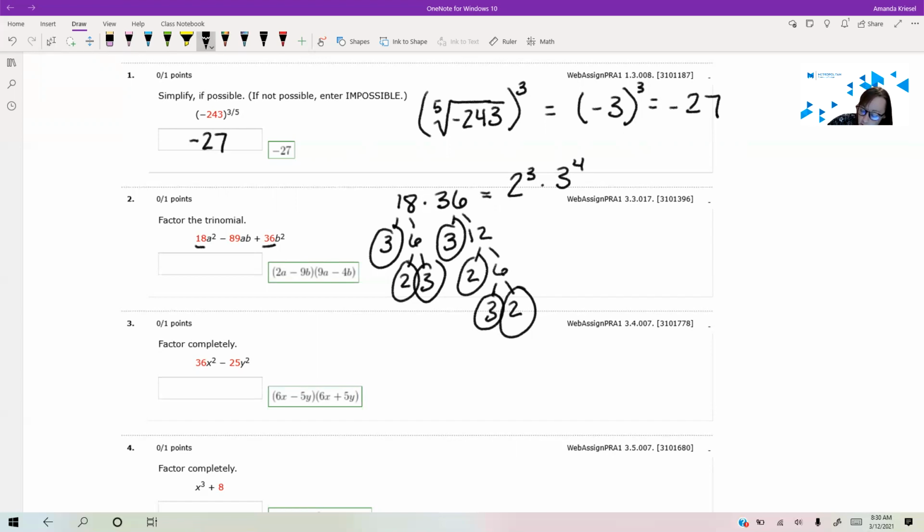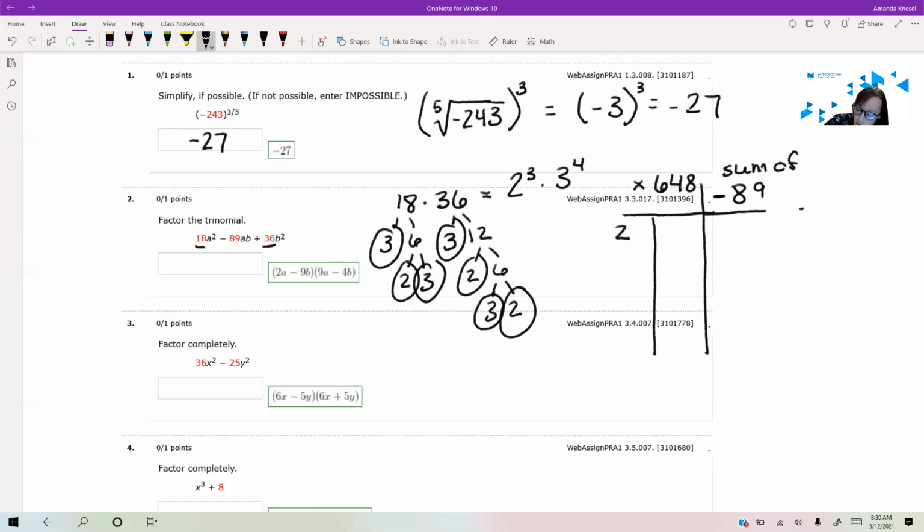We could write our factor pair here. We want it to multiply to equal that 648 value, which is the product of all of this, and we want it to have a sum of the middle term, which is that negative 89. Since I have a sum that's negative but a product that's positive, I'm going to have two negative values.